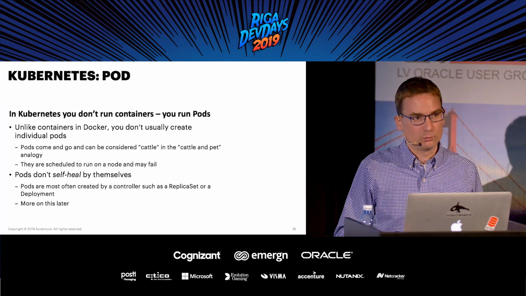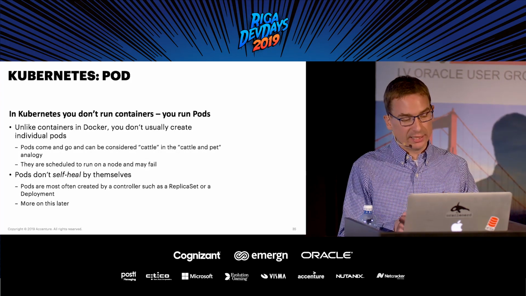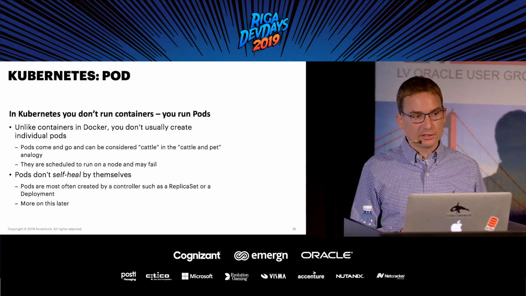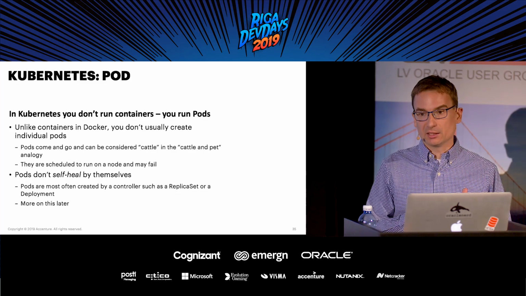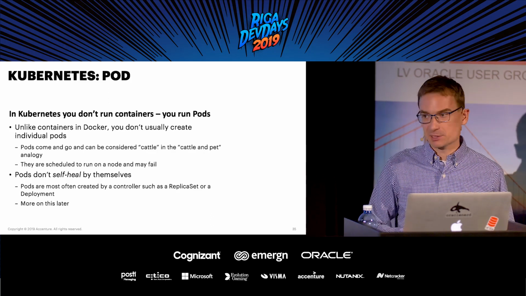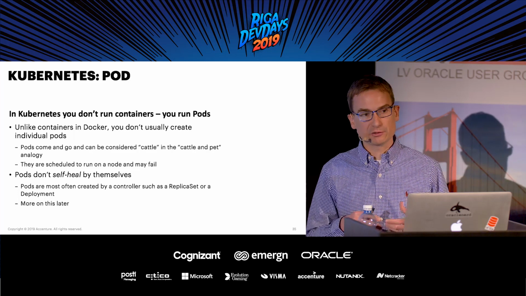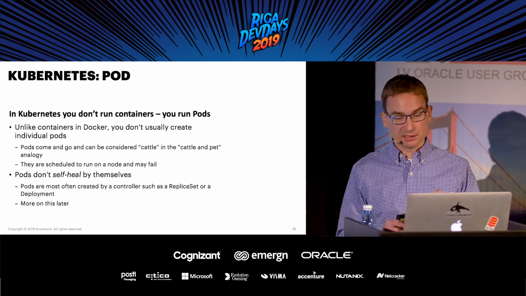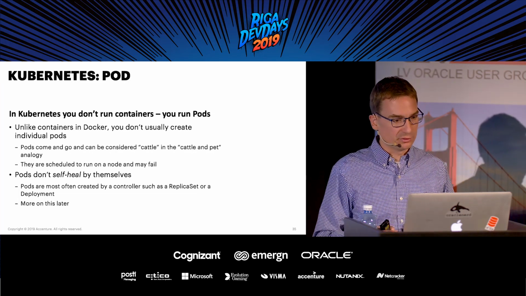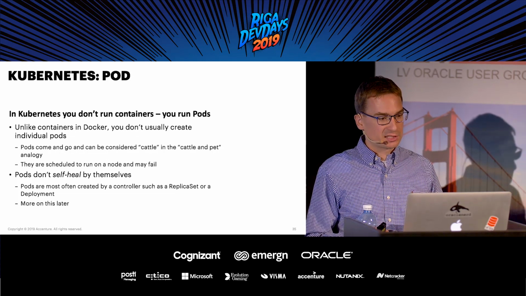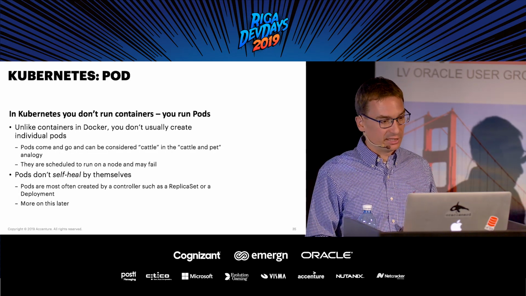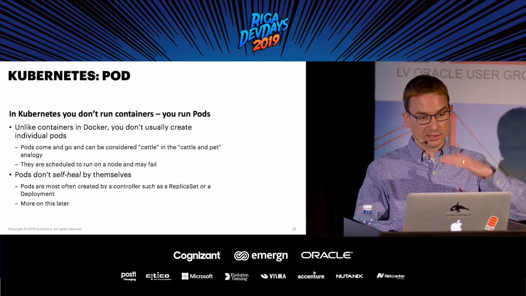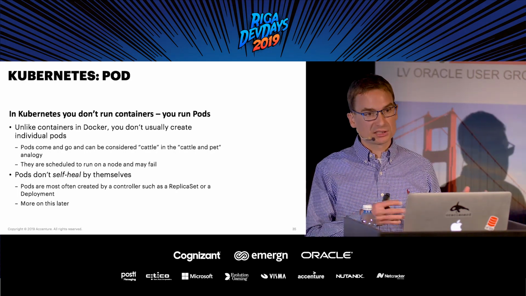In plain Docker, not Swarm, you create containers, but in Kubernetes, although you can create pods as a single entity, that's not what you usually do, because they are implicitly created by other entities that are higher up in the service level hierarchy. So pods come and go.